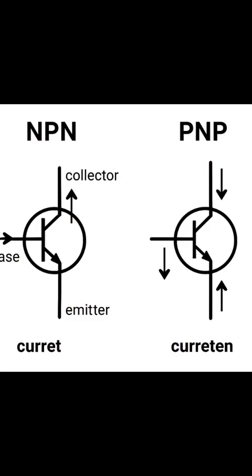So the diagram here shows the current flow. On the left side is the NPN transistor. Current flows from collector to emitter when a small current is applied to the base. And on the right side is the PNP transistor. The current flow is reversed. It flows from emitter to collector when the base is at a lower potential.